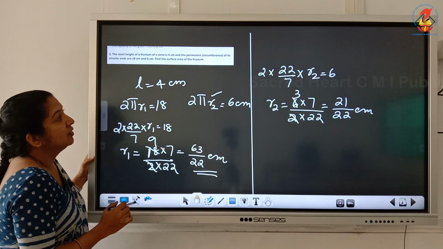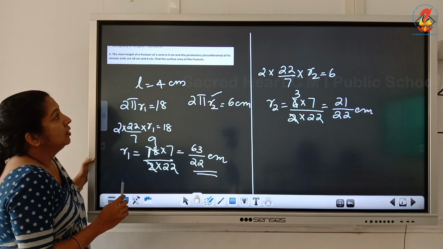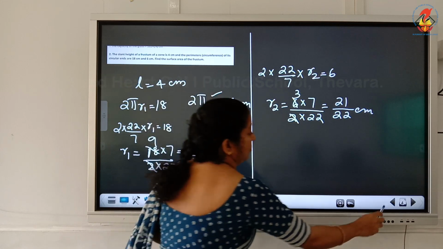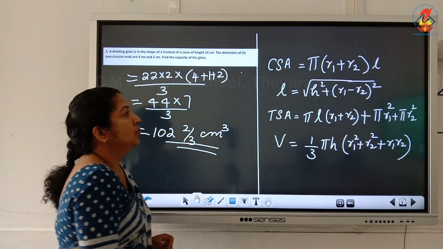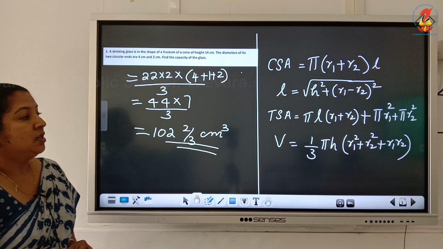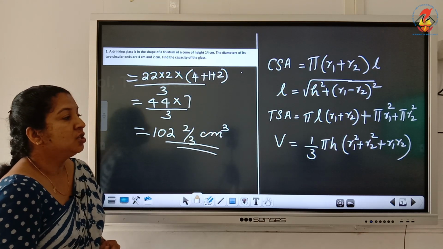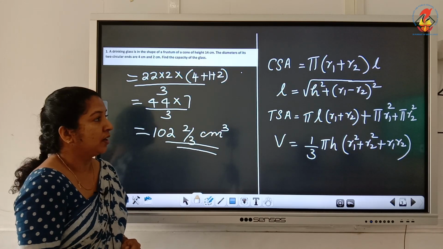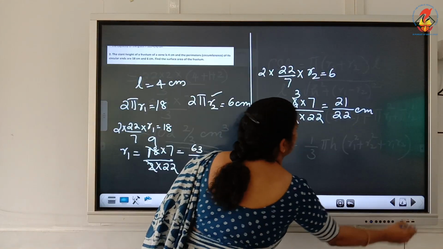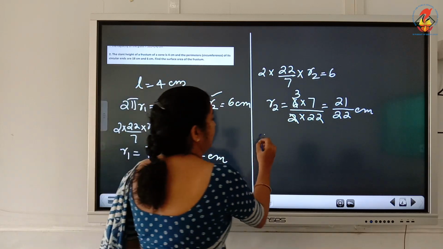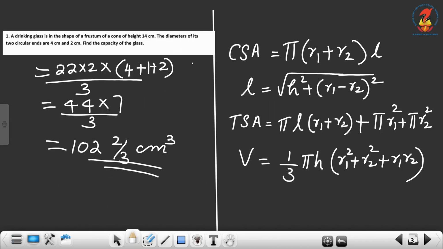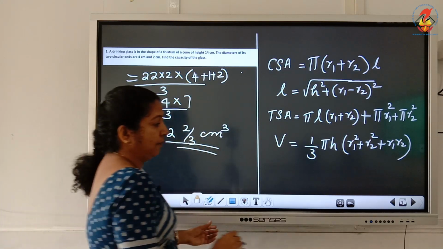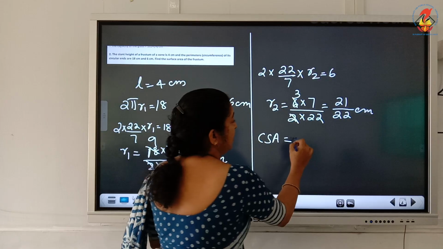So what do you have to find? We have to find the surface area of the frustum. So it is pi L into R1 plus R2 plus pi R1 square plus pi R2 square. So we can find CSA first. What's the formula for CSA? It is pi into R1 plus R2 into L.